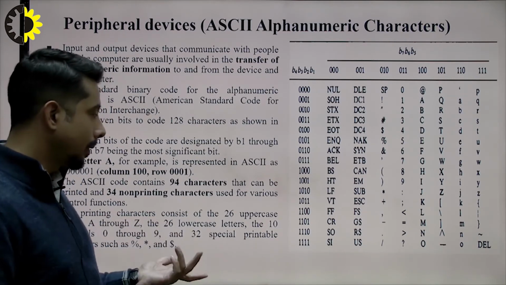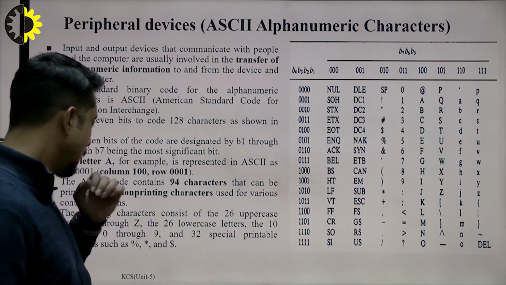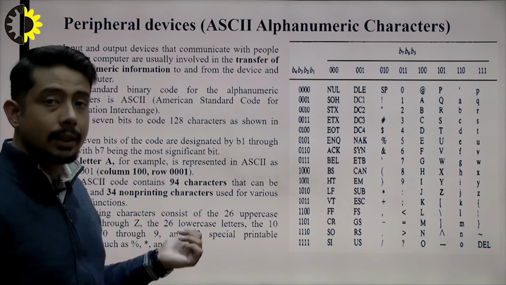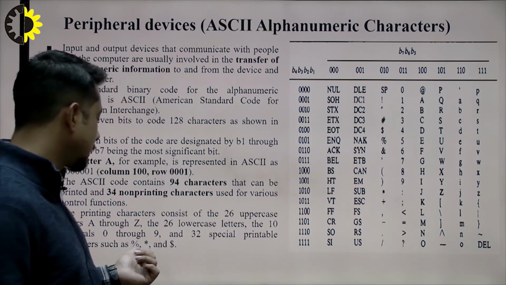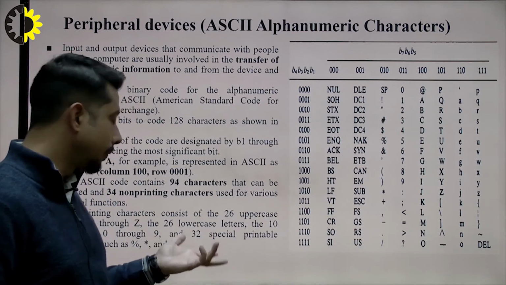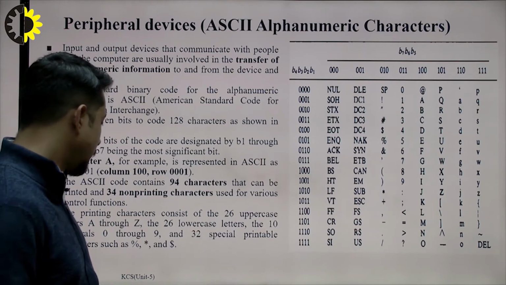Okay, in the same way, if there is an uppercase, then the same way lowercase. 10 numerals, that is 10 digits, that is 0 to 9. Okay, then 32 special printable characters like percentage, asterisk, at, dollar. So these are also some of the special characters.